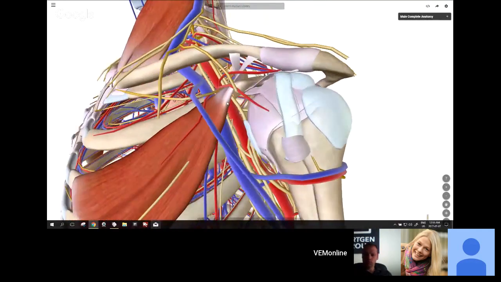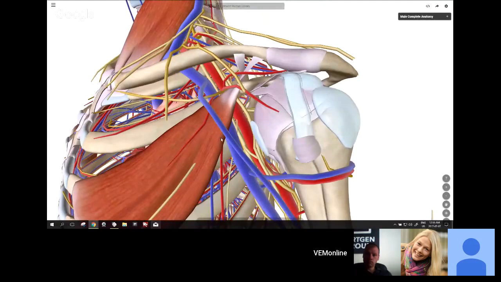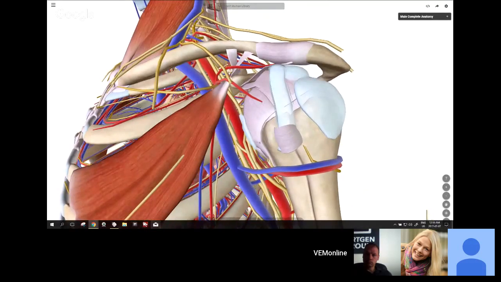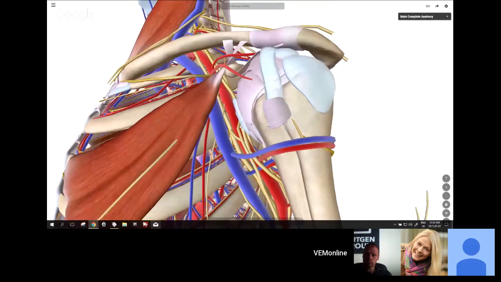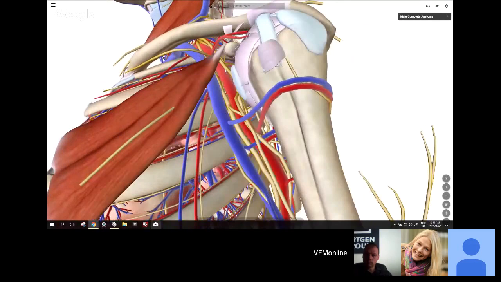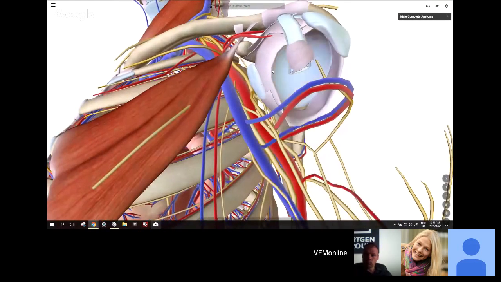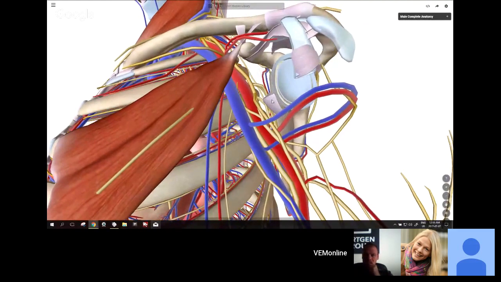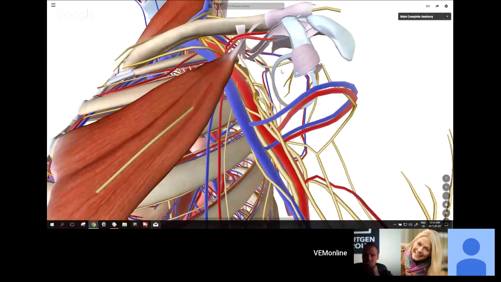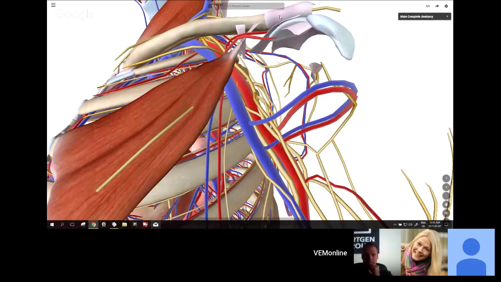Okay, so this is probably a little bit too much. Let me try to remove some of these guys. So some of the more superficial ones, right there. Actually, you know what? Let's remove this one as well.